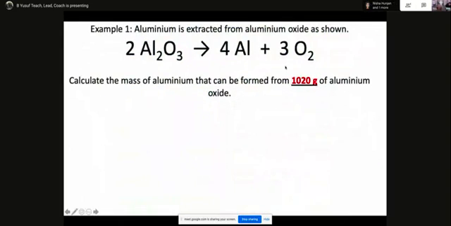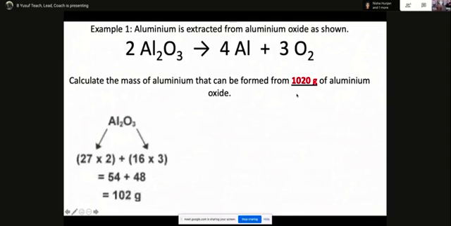Aluminium is extracted from aluminium oxide as shown in this equation. You've got 2 lots of aluminium oxide, which goes to 4 lots of Al, aluminium, and 3 lots of oxygen. And you are asked to calculate the mass of aluminium that can be formed from 1,020 grams of aluminium oxide. So how can you do that?